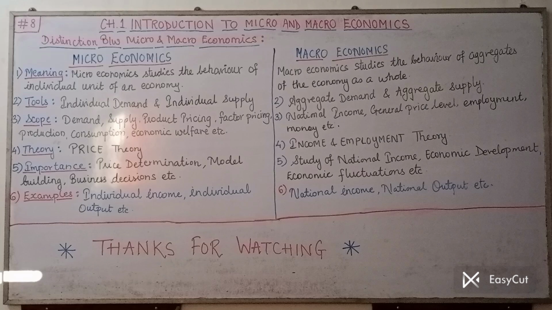Under microeconomics, examples are individual income, individual output, even you may write individual supply. Whatever is on the individual level, on the small level, about a particular thing, it is microeconomics. Whereas on the macro side, national income, national output, then economic development, of course about a country, all that falls under macroeconomics.